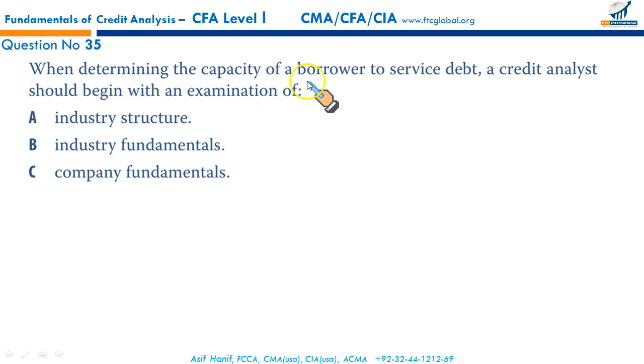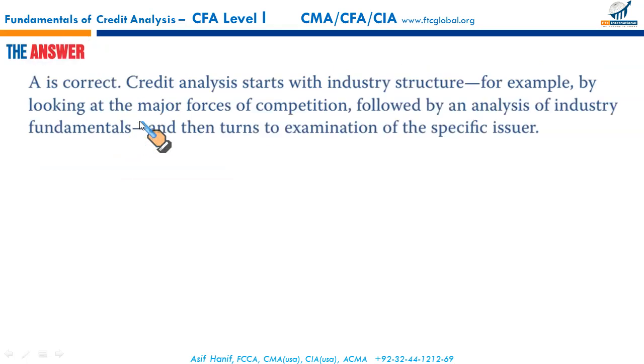When determining the capacity of a borrower to service debt, a credit analyst should begin with an examination of industry structure. Yes, that should be the starting point. Industry fundamentals come after industry structure, second. And then company fundamentals. This is the last, done after industry structure and industry fundamentals have been analyzed. So this is the third stage. It's a sequential step. So that's the right starting point. That makes A our correct option.